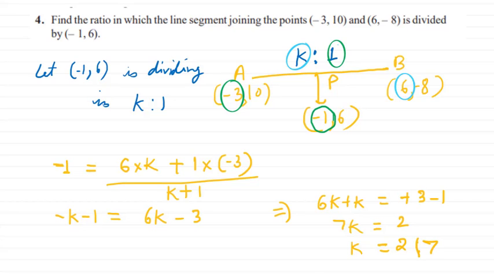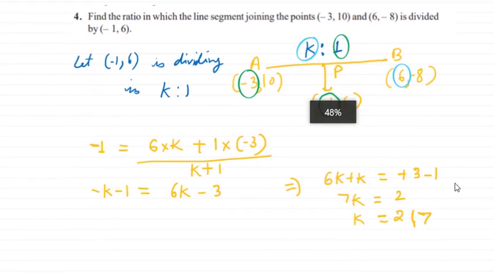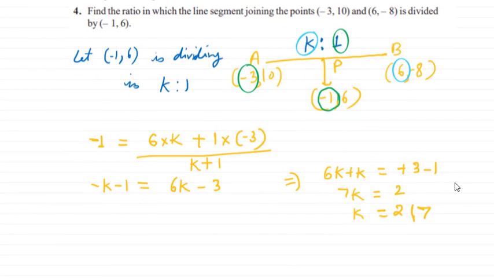2 by 7. So here we can say that P is dividing the line in the ratio 2:7. So that will be that.